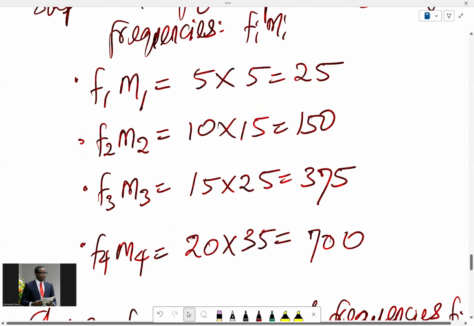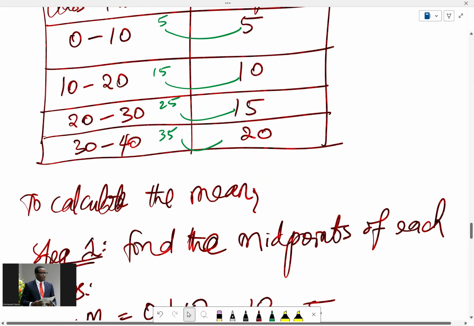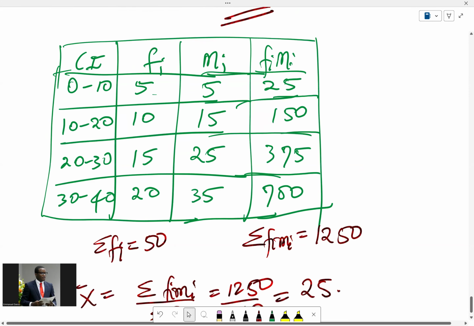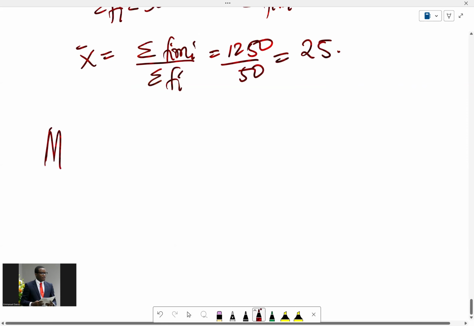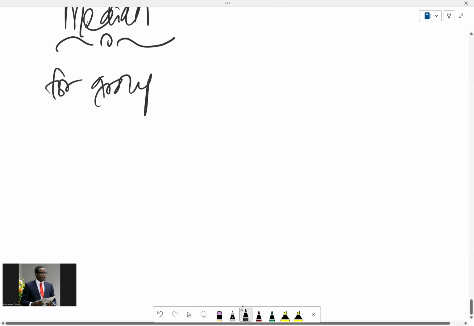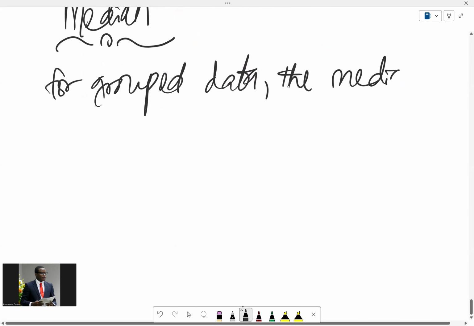So that's about the mean for grouped data. Now let's talk about the median for grouped data. Okay, I want to change the color of this point. So let's talk about the median, for grouped data now. Of course, for grouped data, the median is not as simple as what you got before, where you just arrange and pick the middle value.